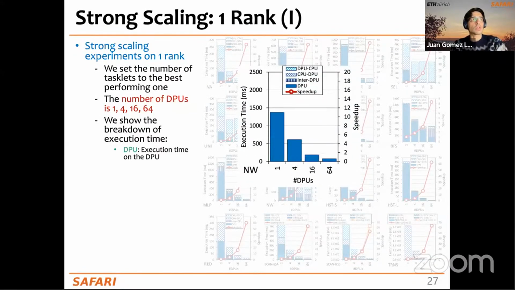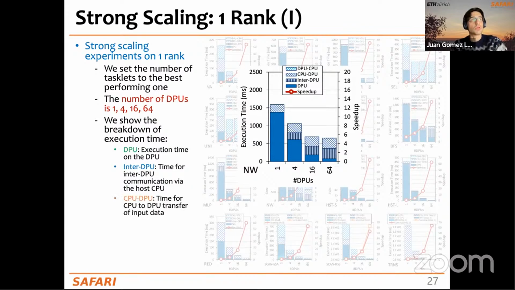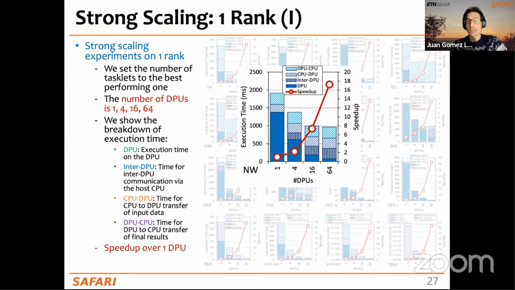And now if you take a look at the breakdown of execution time, again, you have the DPU kernel time. Here you have some inter-DPU synchronization time. It will be more frequent in these experiments for sure, because we are using more than one DPU. We also have CPU-DPU transfer time and DPU-CPU transfer time, and finally the speedup. In this case, the speedup is over a single DPU.